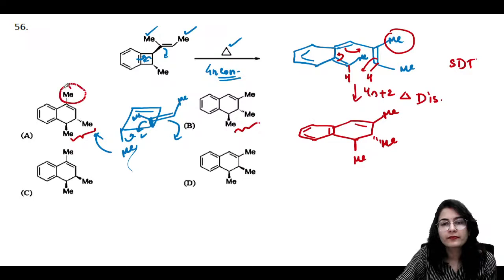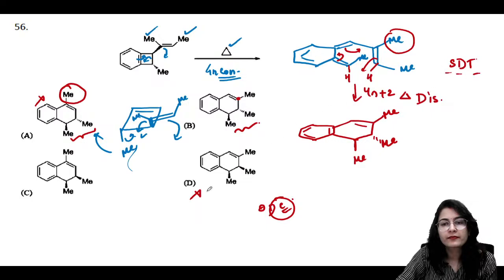Option A's methyl position is wrong. Option B's methyl position is correct. It is not going to be D because they are already on the same side. If they were opposite, opposite and disrotatory would give you cis. It will give you cis. But since they are on the same side, pointing in the same direction, this gives you trans.